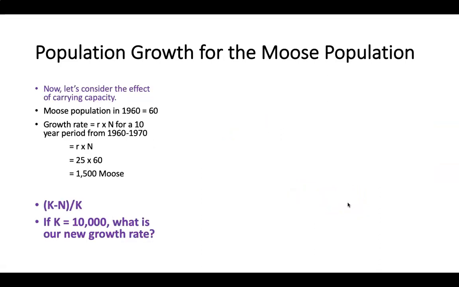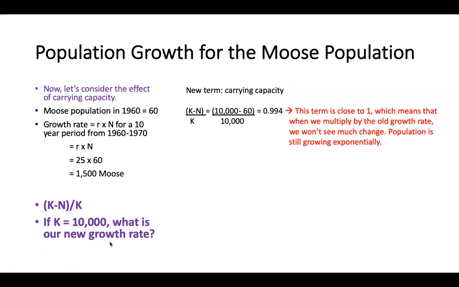Now let's consider the effects of carrying capacity on this population. To do that, we need to multiply our R times N, our growth rate for the population, by the effect of carrying capacity. Now let's say that the environment can support 10,000 moose. So let's see what the new growth rate is when we consider the effect of that carrying capacity. So our new term is going to be the carrying capacity, 10,000, minus 60, the number of individuals in our population, divided by the carrying capacity. When we calculate that, we get 0.994.